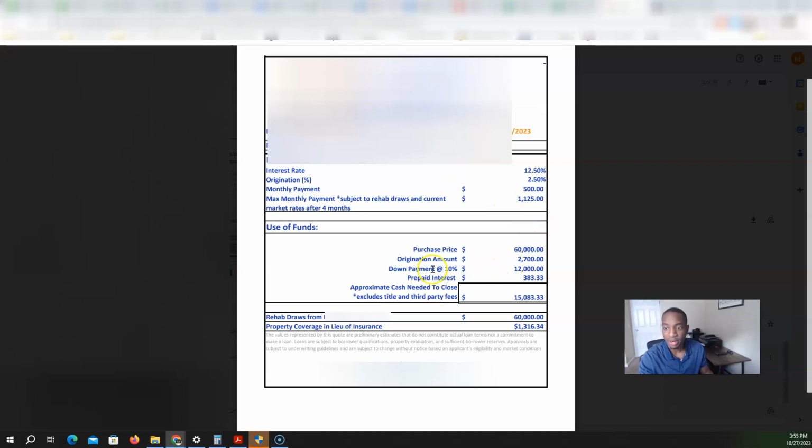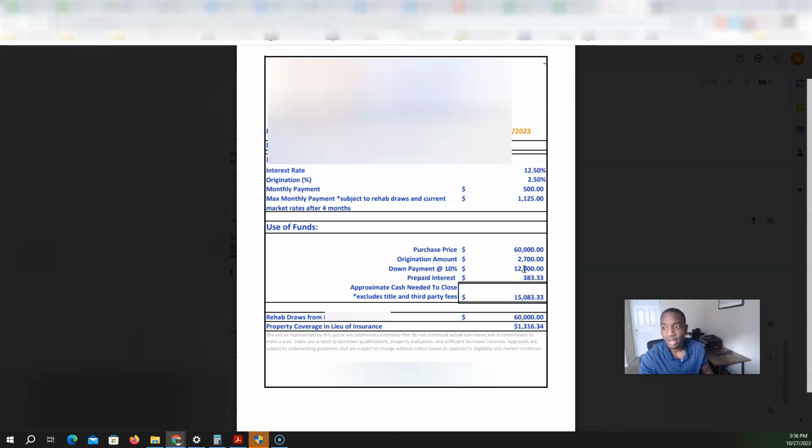This is my purchase price and my origination amount. This origination amount, of course, is based off of this $60,000 less my down payment. My down payment is $12,000 because I put $60,000 worth of rehab, right? So $120,000 total. So my down payment is $12,000. All right. So now the amount that I'm actually getting a loan off of is $48,000 because the $12,000 is coming off of the $60,000, right? So $48,000 plus that $60,000. Multiply that by the origination, that's $2,700.